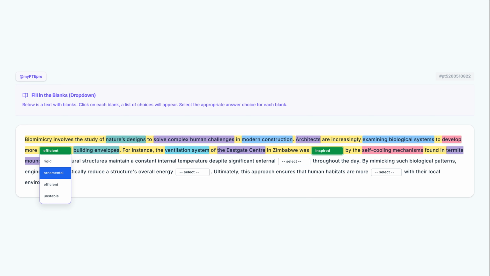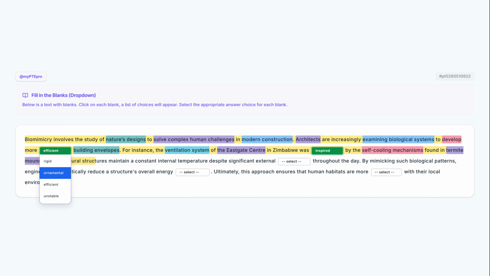The context requires a verb describing the influence of nature on engineering. Inspired is the correct choice because the ventilation system of the Eastgate Center was modeled after self-cooling mechanisms found in nature. This fits the definition of biomimicry provided in the first sentence. Other options like restricted or obscured suggest a negative or unclear relationship, while abandoned implies failure, none of which align with the successful implementation described.